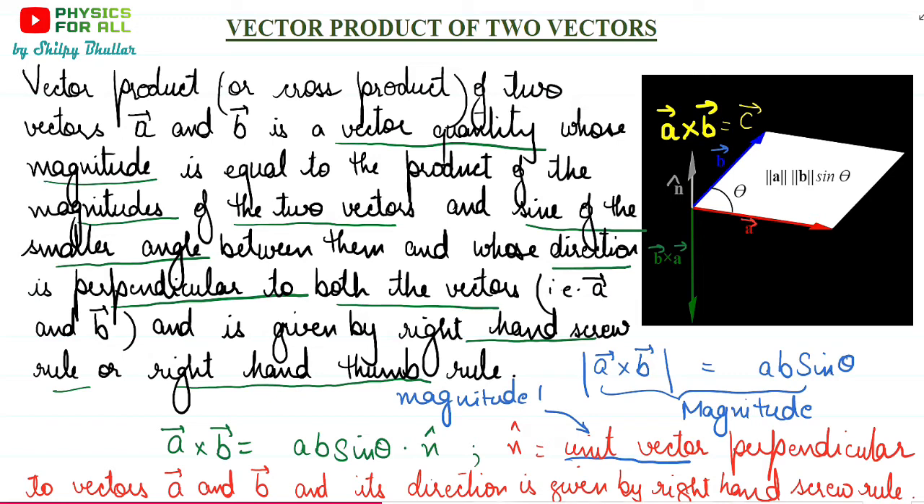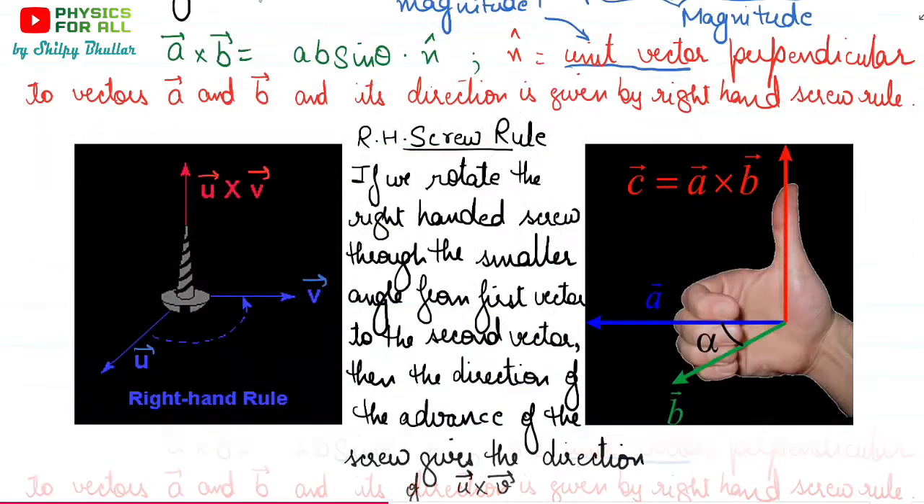Now let's understand what we mean by the right-handed screw rule and right-hand thumb rule. Right-hand screw rule, as you can see in the left image, we have two vectors. One is vector u, which is here, and the other one is vector v, which is denoted by this arrow. Now we are rotating vector u towards vector v via this smaller angle theta.